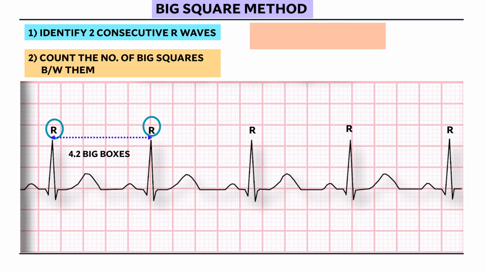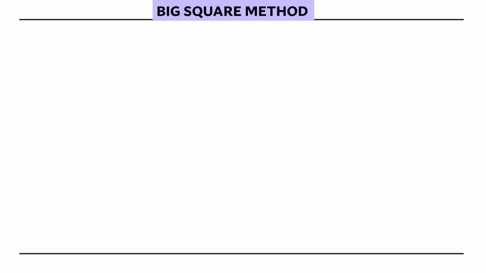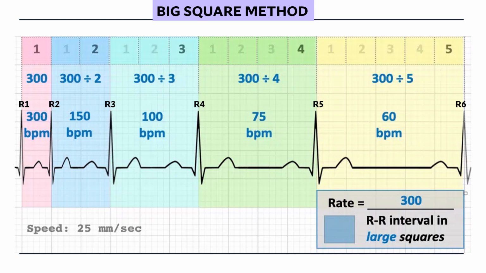Now let us see the formula. Rate is equal to 300 by number of big squares. So we will be putting these values in the formula and we will be getting the answer 71.42. That means approximately the heart rate of the patient will be 71 beats per minute. So now let us see how this big square method is used to calculate the heart rate from the ECG.